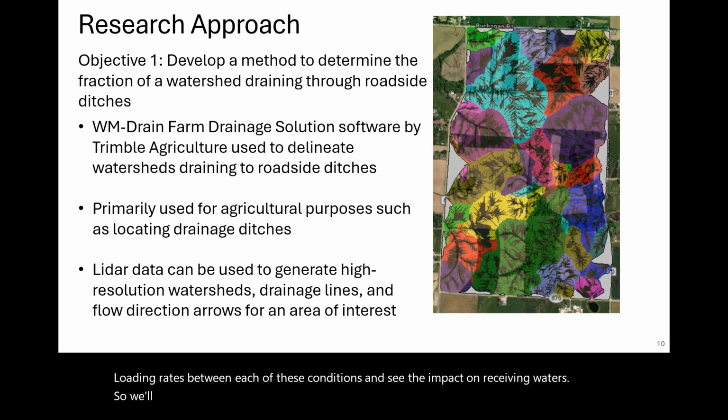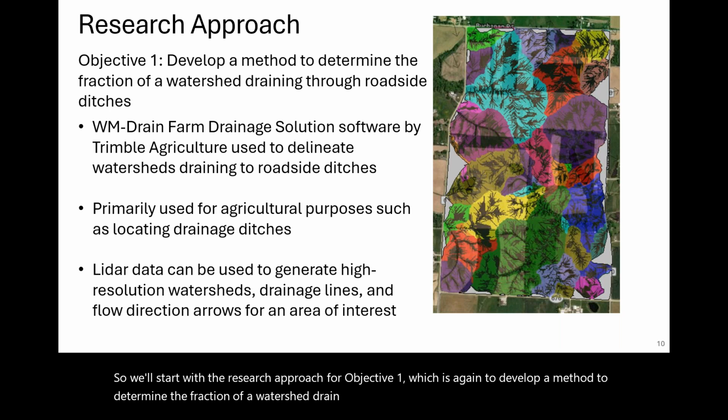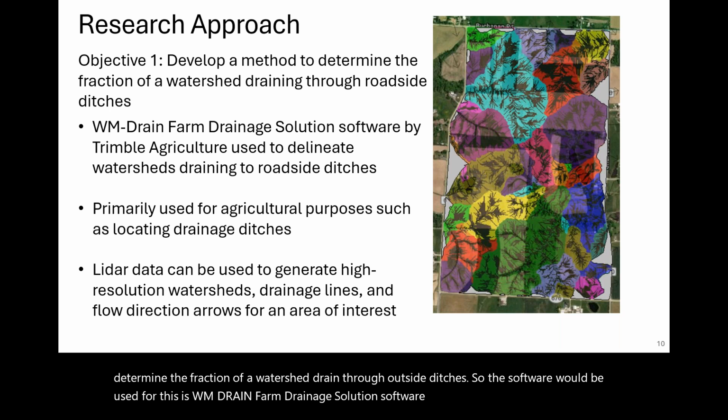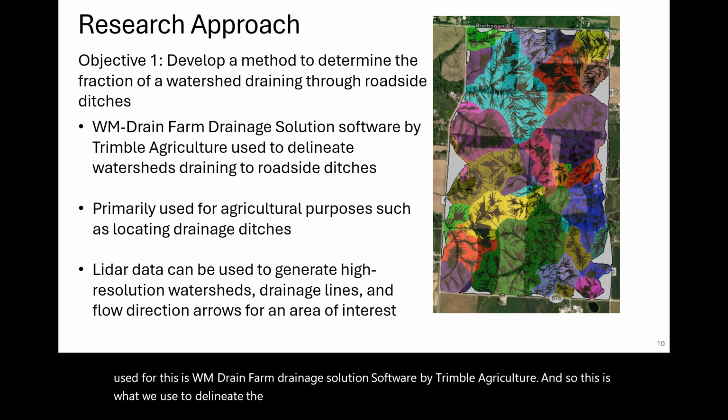So we'll start with the research approach for Objective 1, which is, again, to develop a method to determine the fraction of a watershed draining through roadside ditches. The software we use for this is WM Drain Farm Drainage Solution Software by Trimble Agriculture. And this is what we use to delineate the watersheds draining roadside ditches.